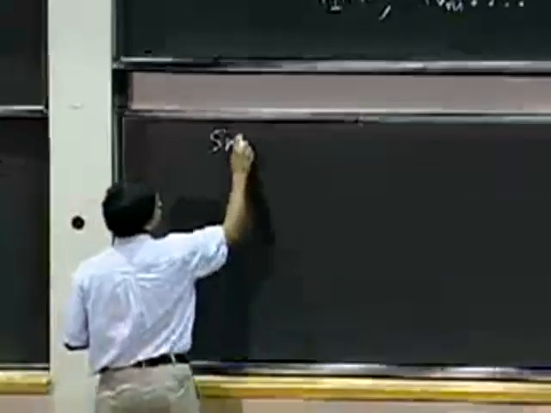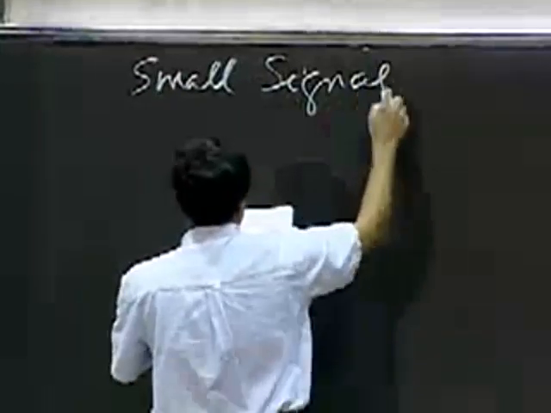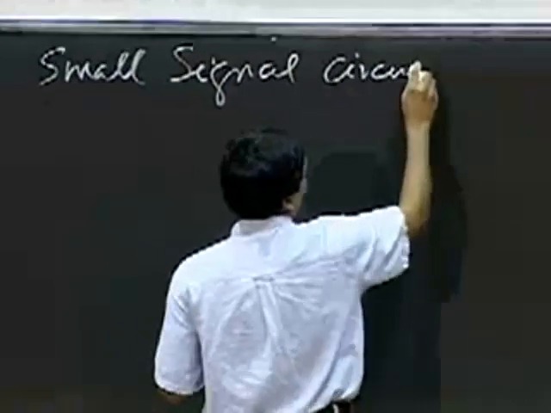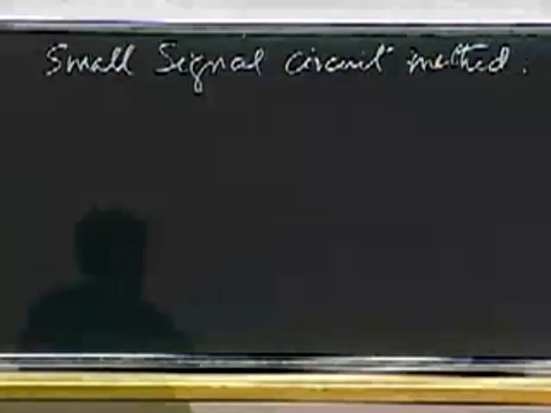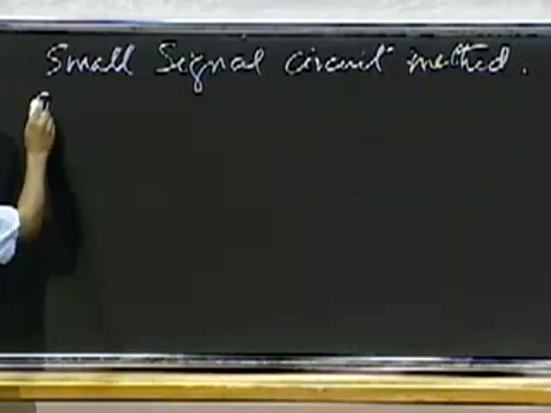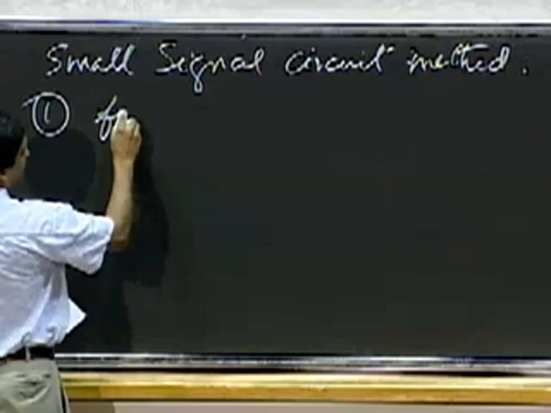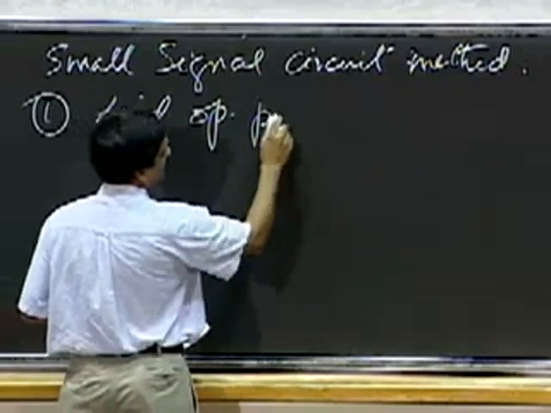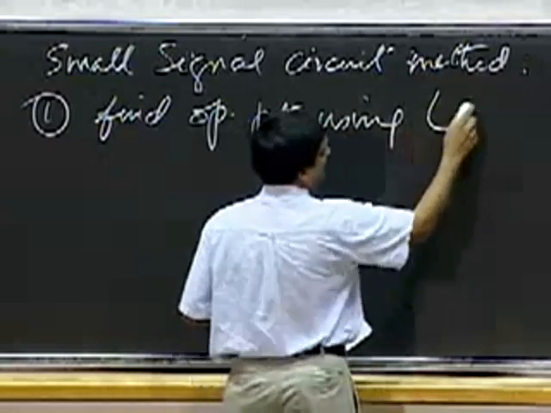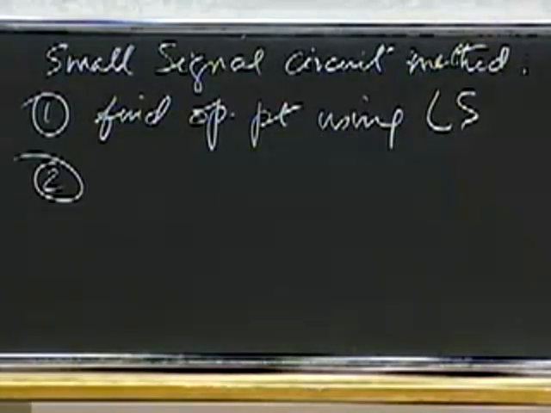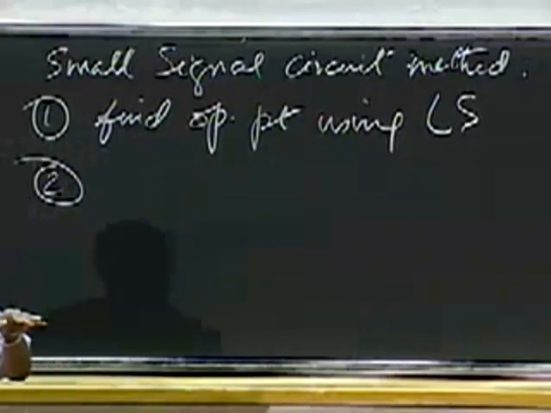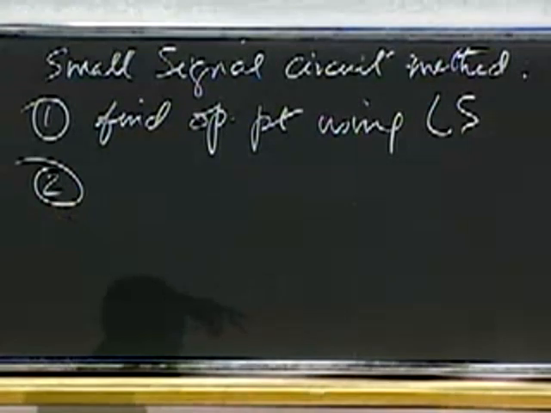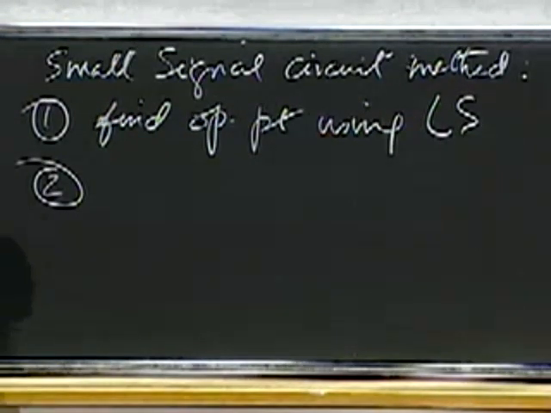So that brings up the small signal analysis method. The circuit method for small signal analysis has 3 steps. The first step is: first you analyze your large signal circuit and find the operating point. You have to do this because, remember, the small signal models depend on the operating point values. Remember, the gain of our amplifier depended on the bias point.